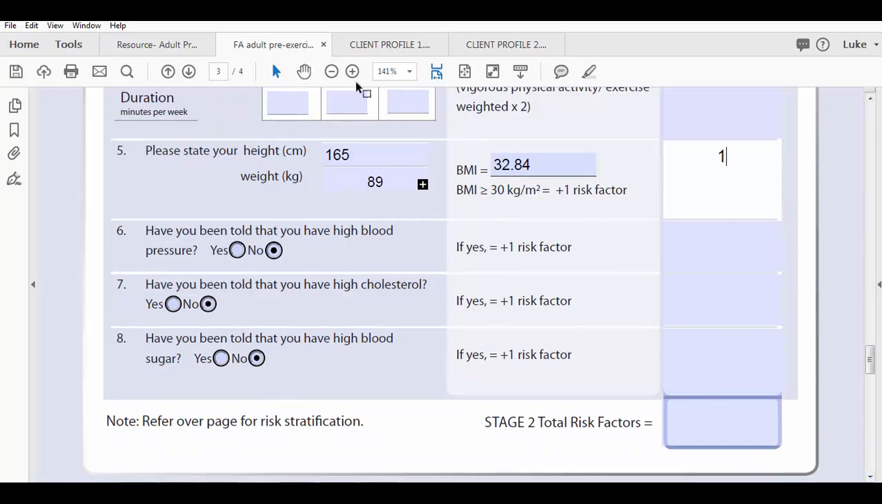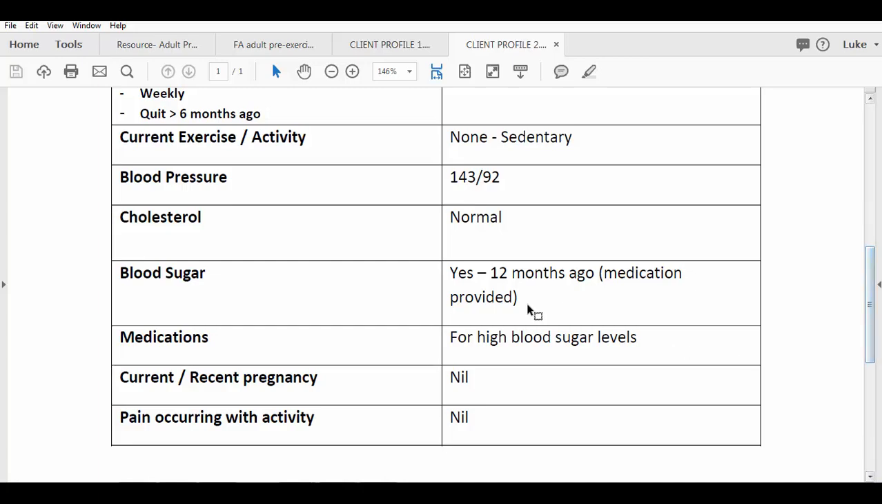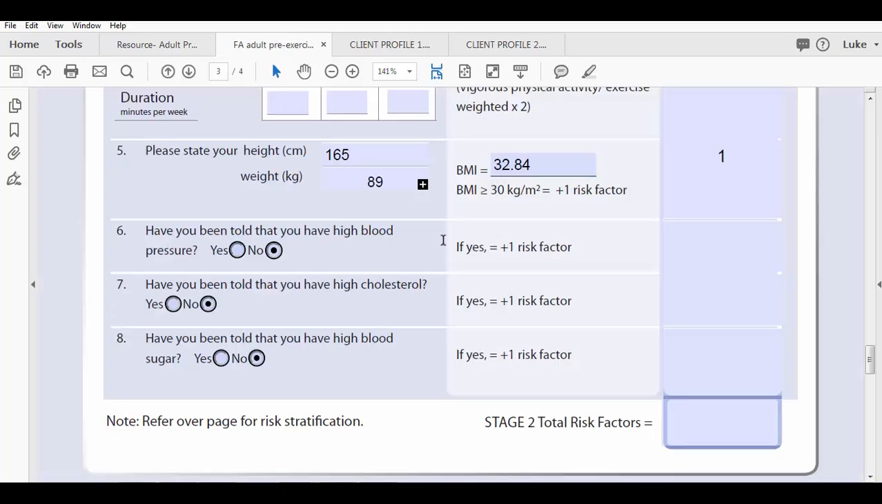Have you ever been told you have high blood pressure? Let's have a look. If we go down, high blood pressure, well, 143/92 is the current score, and that would be considered high, because anything over 140 and certainly over 90 would be considered high, so we'll see a yes here, which once again will be a 1 score.